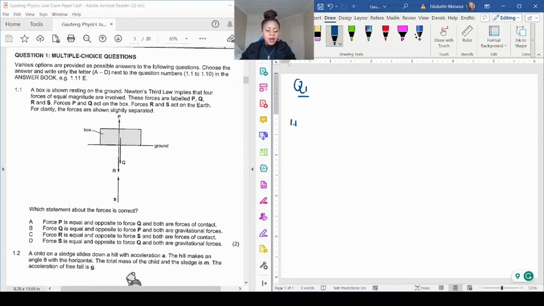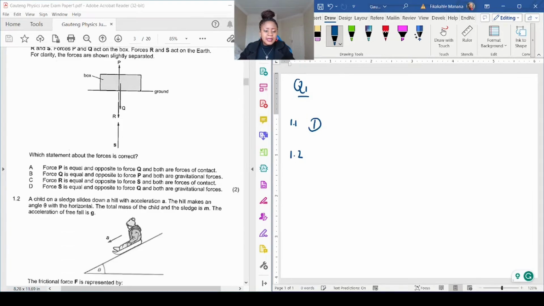C, force R is equal and opposite to force S, and both are forces of contact? No. D, force S is equal and opposite to force Q. Yes, and both are gravitational forces. Yes, that is true. They are not contact forces in this case, they are gravitational forces.